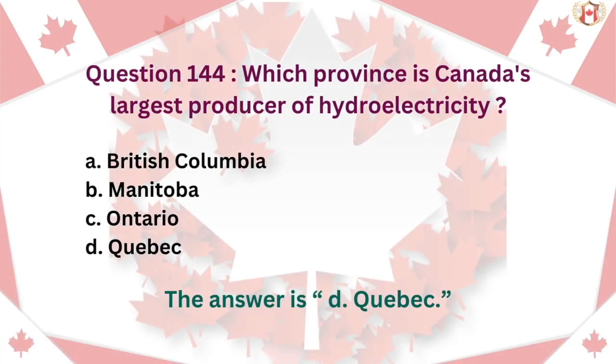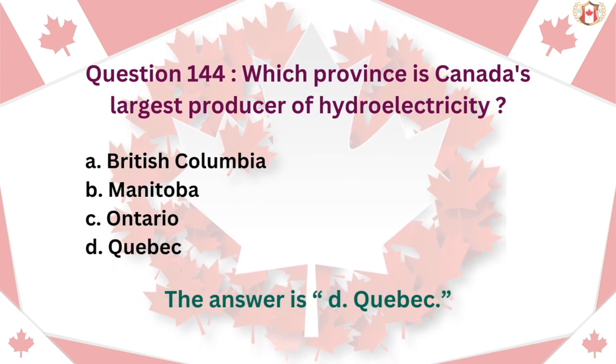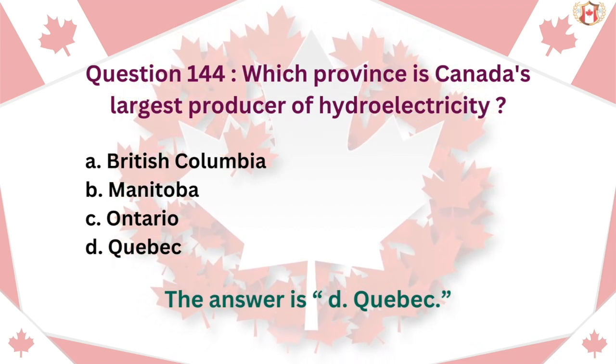Question 144. Which province is Canada's largest producer of hydroelectricity? A. British Columbia. B. Manitoba. C. Ontario. D. Quebec. The answer is D. Quebec.